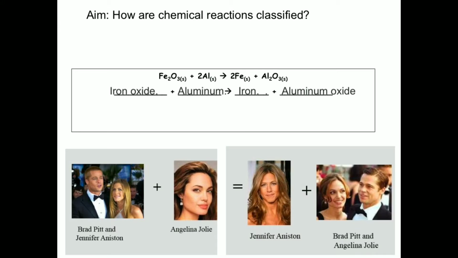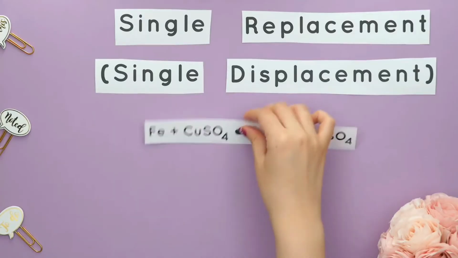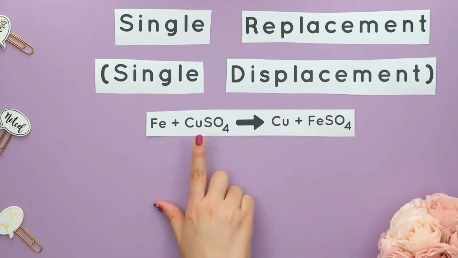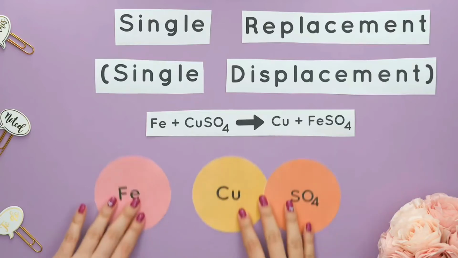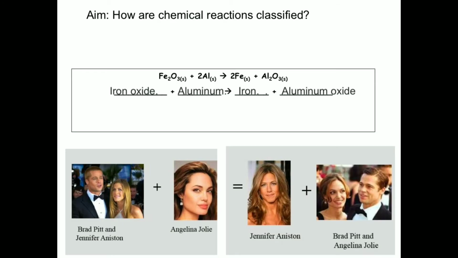In this chemical equation, we begin with iron 3 oxide and aluminum, and then we form iron and aluminum oxide. Notice here how the metals, iron and aluminum, switched places. Single replacement or single displacement reaction. Here's an example. Our reactants are one element plus one compound, and those form one element plus another compound. Notice that we are just switching the metals to form our new products.